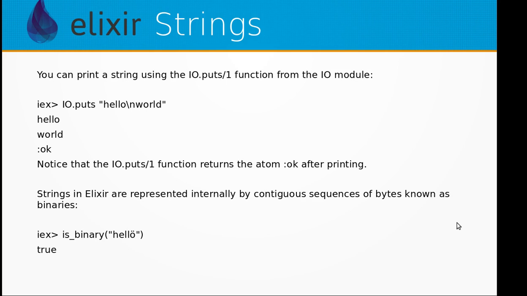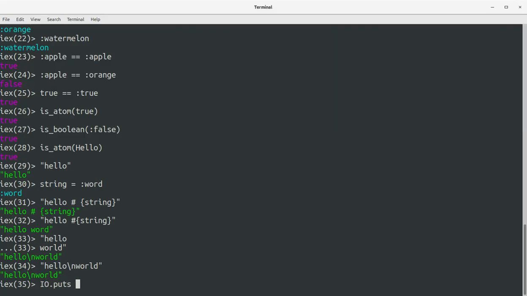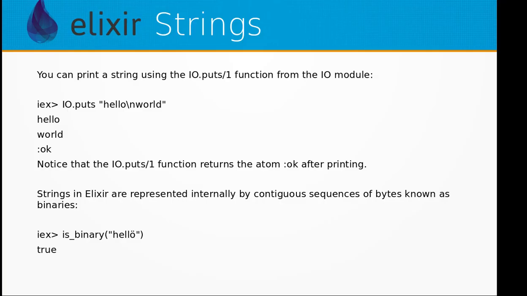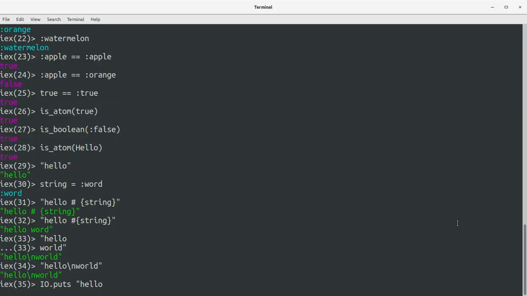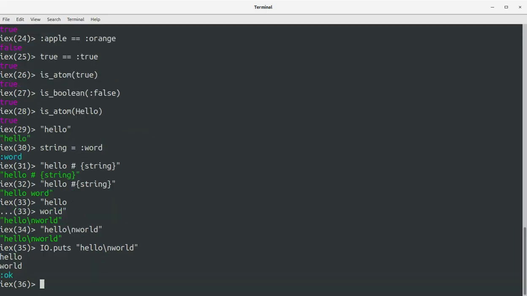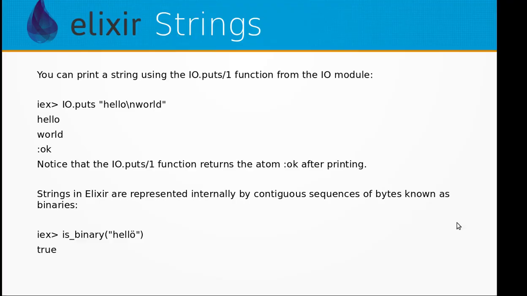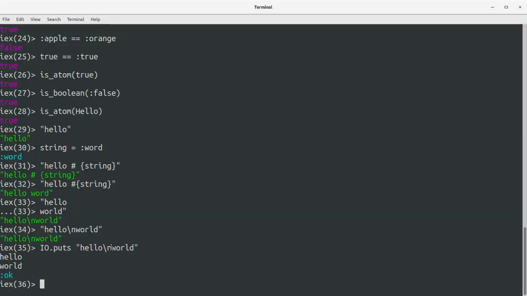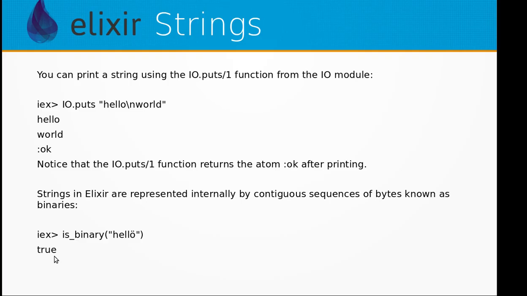You can print a string using the IO.puts/1 function from the IO module. IO.puts is something similar to System.out.println in Java, echo in PHP, and cout in C++ and C. Okay, we have hello world because we added \n and a line break was added here. Notice that the IO.puts function returns the atom :ok after printing.